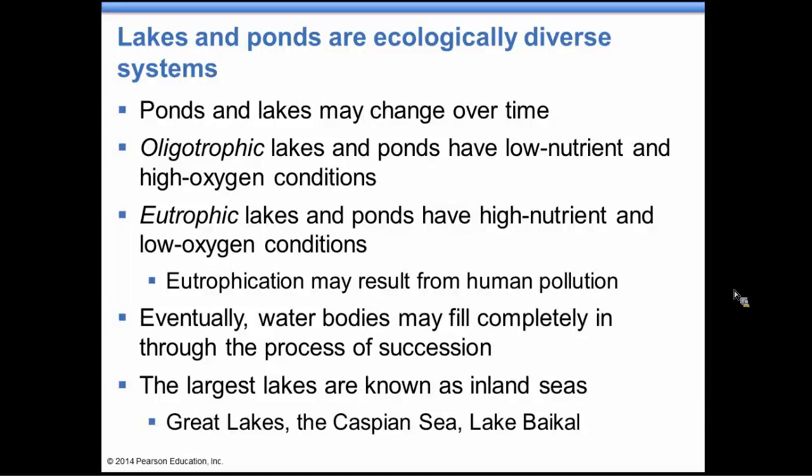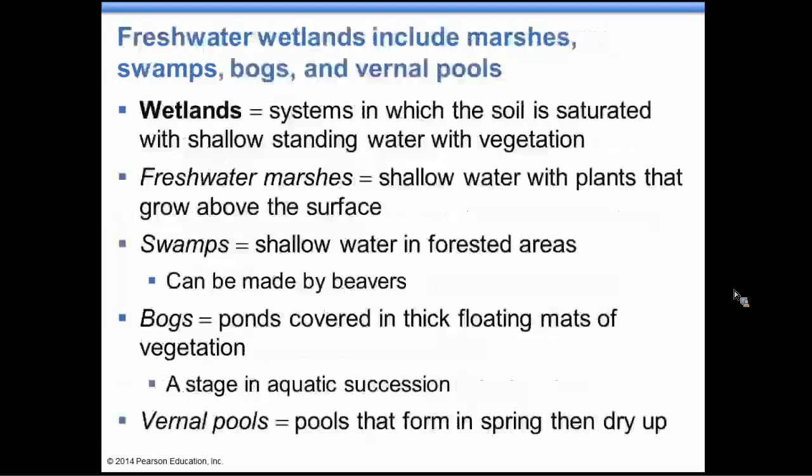Just as with many things on our planet, our rivers and lakes and water bodies are transient. They exist in the moment. They may exist for thousands of years, but they may not exist at some point. The largest lakes we have are known as inland seas: the Great Lakes, the Caspian Sea, Lake Baikal in Russia.